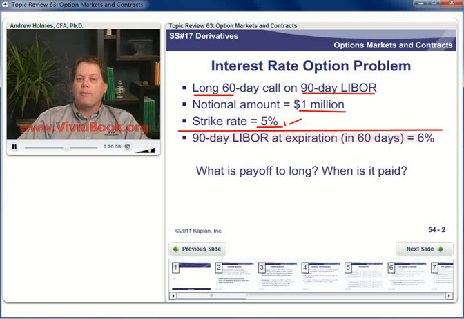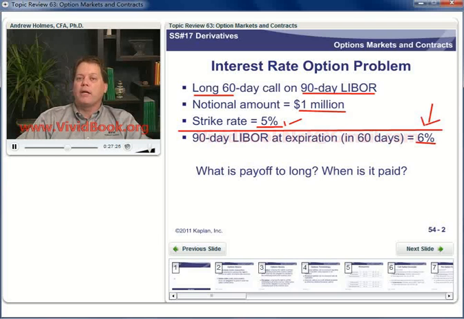Okay, what happens when we get to expiration? So 90-day LIBOR at expiration goes up to 6%. Well, this interest rate option then is in the money. So how much is going to be paid and when is it going to be paid is the next question. Well, of course, all we're going to do is we're going to say, look, we've got a spread of between 5 and 6%. So we were protecting ourselves against interest rates going up above 5%. They have, in fact, gone to 6%. So that's going to be our 1% spread.